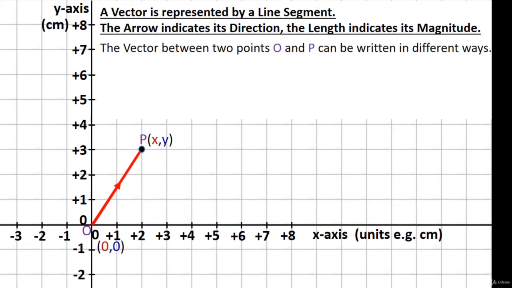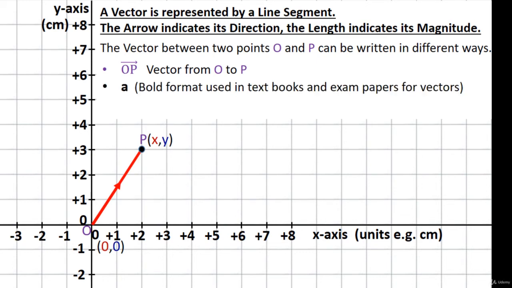The vector between 2 points O and P can be written in different ways. You can write it as OP with an arrow above it to indicate the vector just between those 2 points. Or the vector can be written as a bold letter. We've got a letter A in bold here. That's the format that's used in textbooks and exam papers.